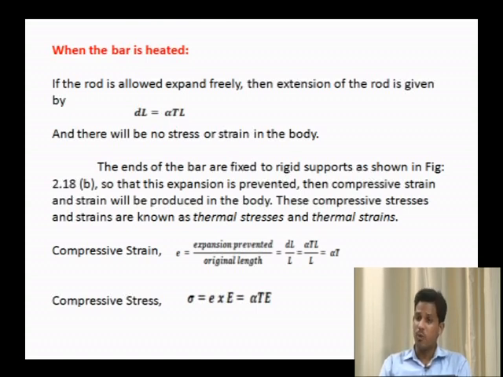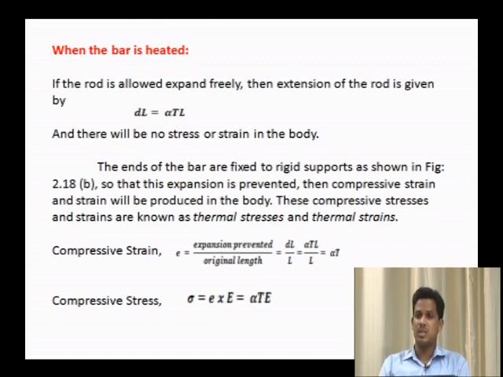Before calculating the stresses, we have to calculate the strain. Because we know the Young's modulus of the material, by using it we can calculate the thermal stresses. So before calculating stresses, we have to calculate the compressive strain. Compressive strain, by the definition we already know, is the change in length to the original length.